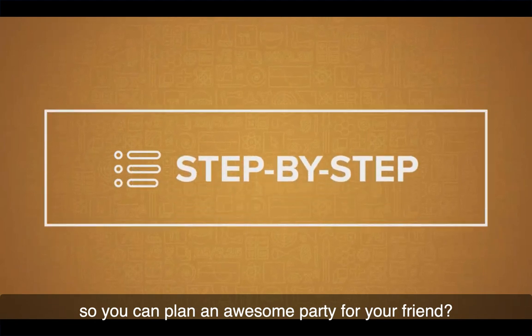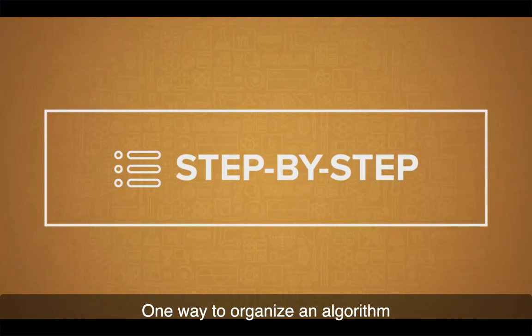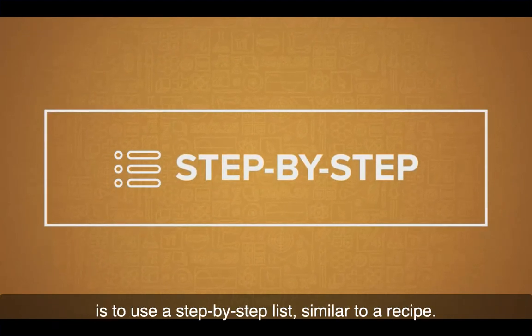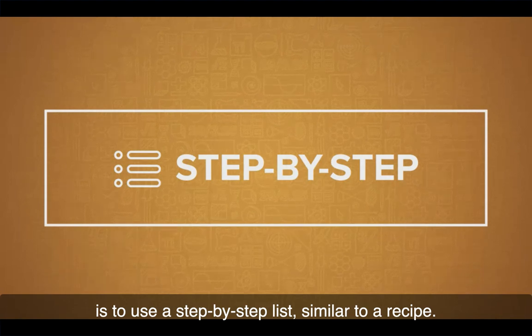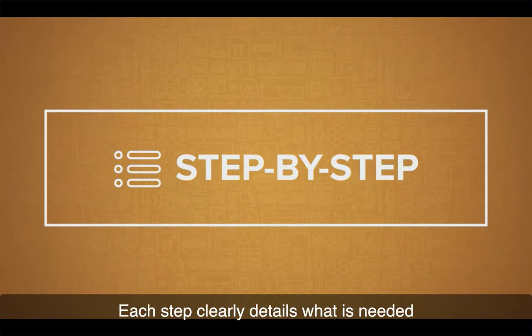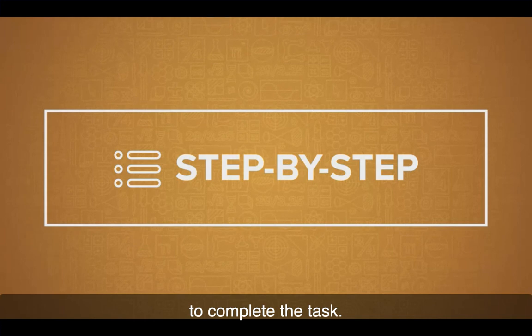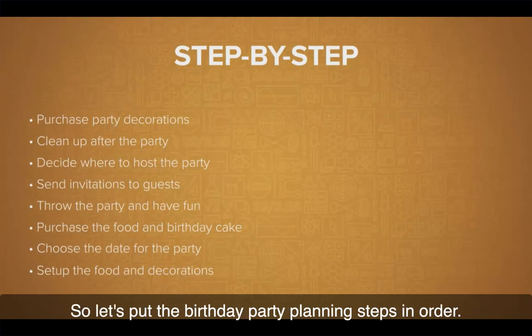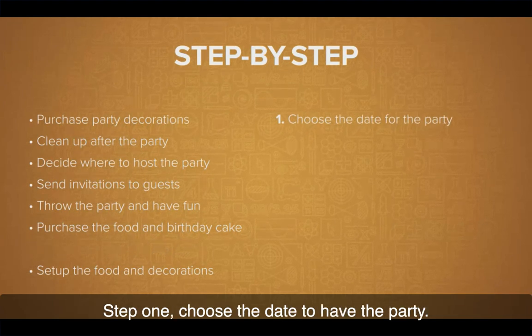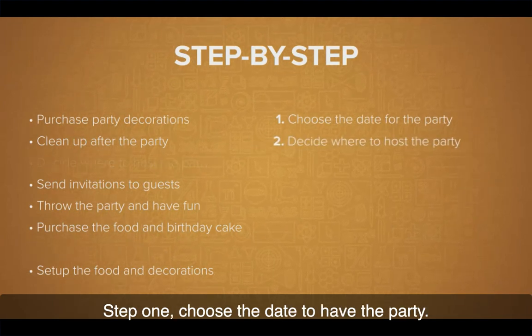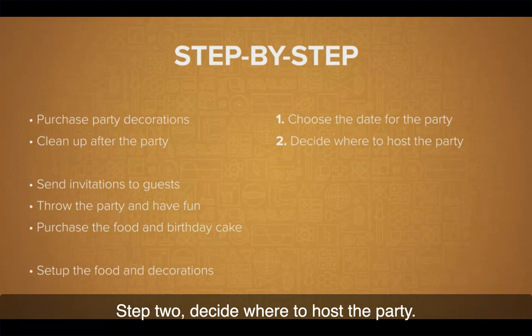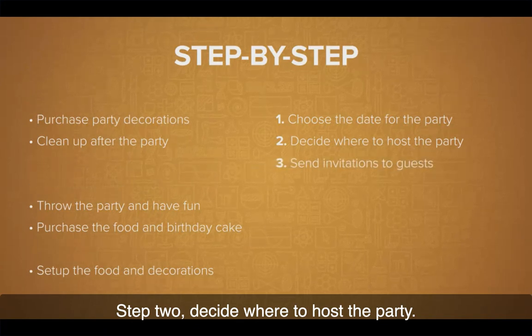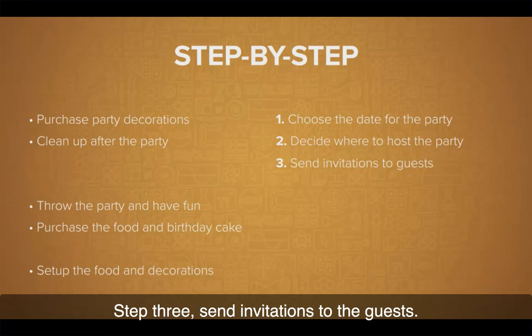One way to organize an algorithm is to use a step-by-step list, similar to a recipe. Each step clearly details what is needed to complete the task and is in the correct order in the list. So let's put the birthday party planning steps in order. Step 1, choose the date to have the party. Step 2, decide where to host the party. Step 3, send invitations to the guests.